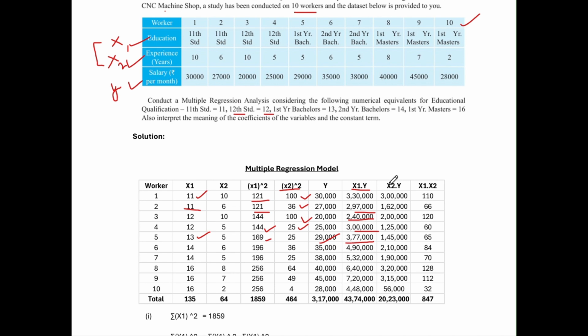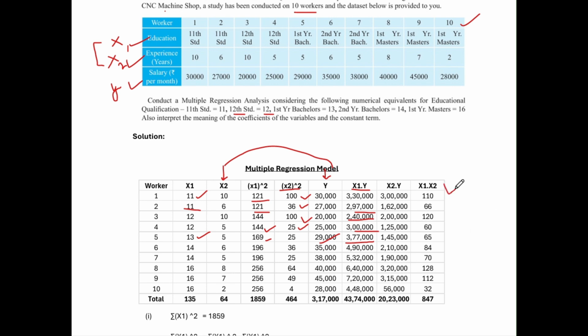Now, we will calculate x2 into y. x2 data is given here and y is here. So, we will multiply the x2 into y for all 10 workers.